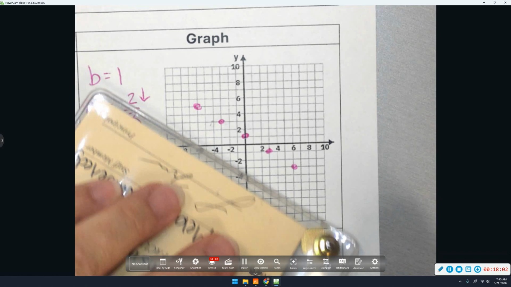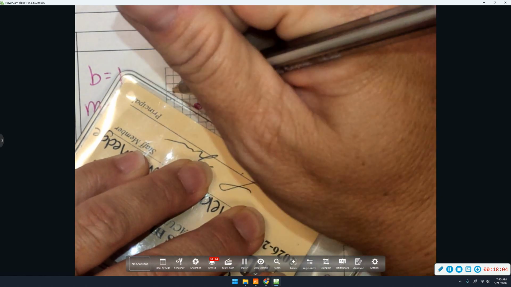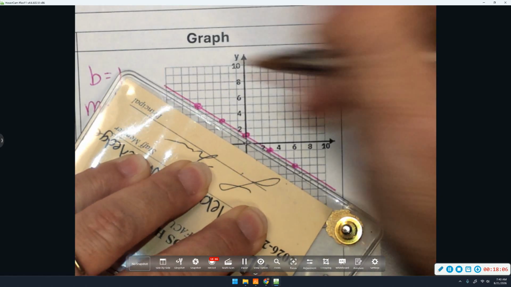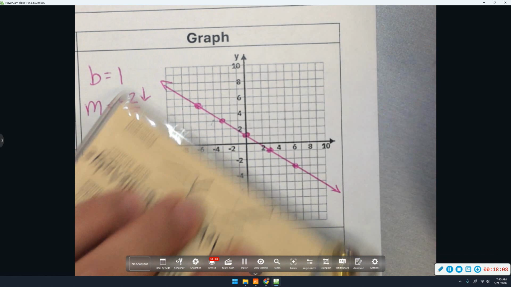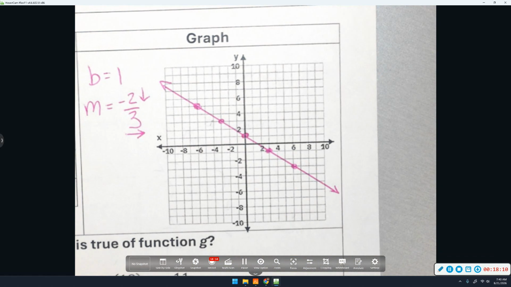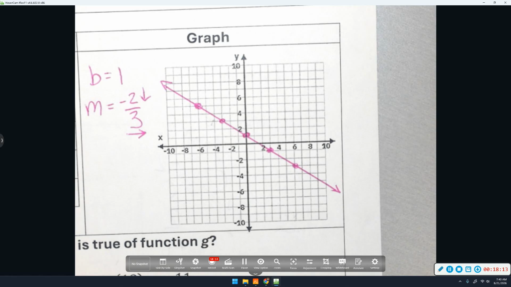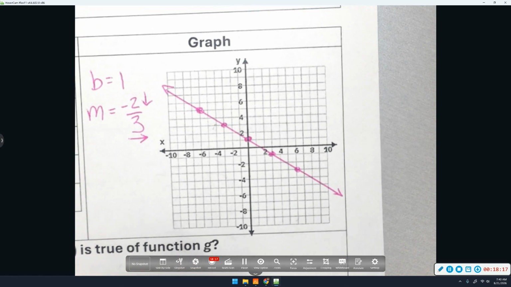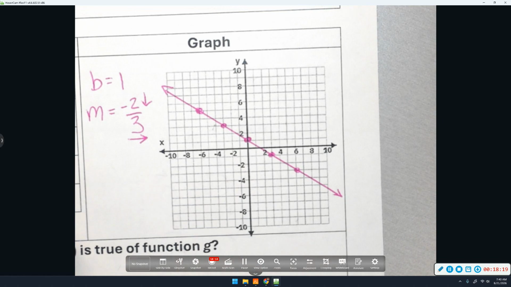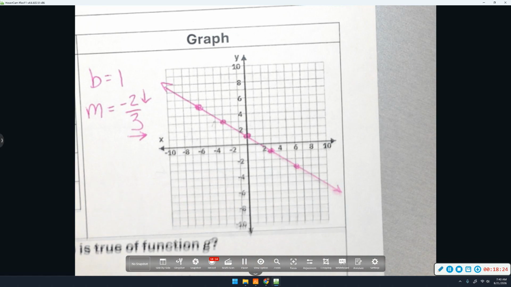Remember, our lines are going all the way across our graph, not just where we plotted points. So see how I go from one edge to the other? Yes? Okay, make sure you draw your line all the way across. Okay, I'm going to pick an x value of negative 3, 0, 3, 6.